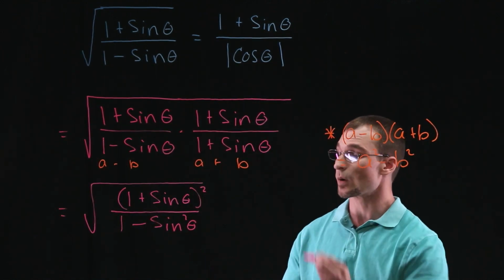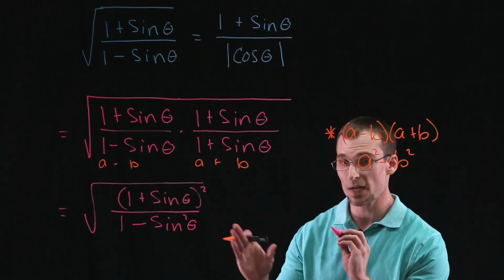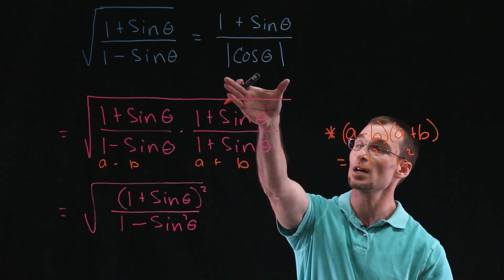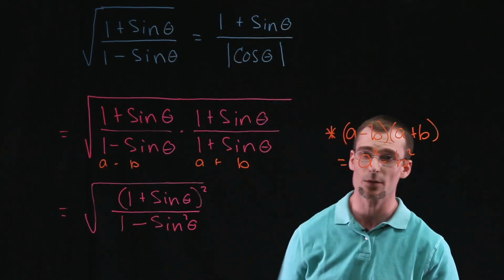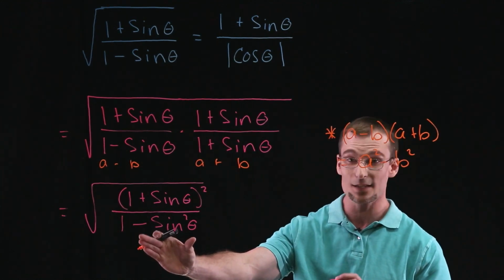Now we said taking the square root of a square will give us 1 plus sine theta, but I'm not going to do that yet. We're going to hold off, for reasons that we're going to see in a couple of steps: where is this absolute value coming from? It's going to have to do with that. So right now we're going to look at simplifying the denominator.